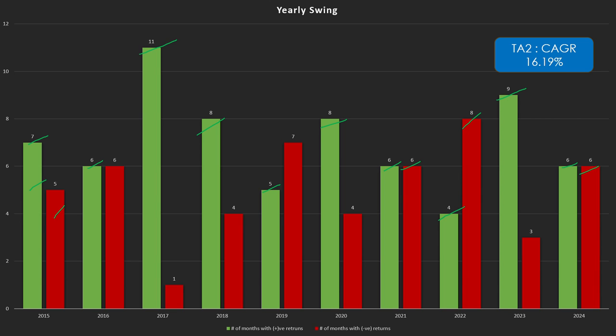The takeaway from this graph is that the CAGR of this entire sector for the last 10 years is 16.19%. Now, although 16.19% is not that bad, we do have several sectors which have historically given a better CAGR. But still, it gave a healthy positive return of 16.19% CAGR.